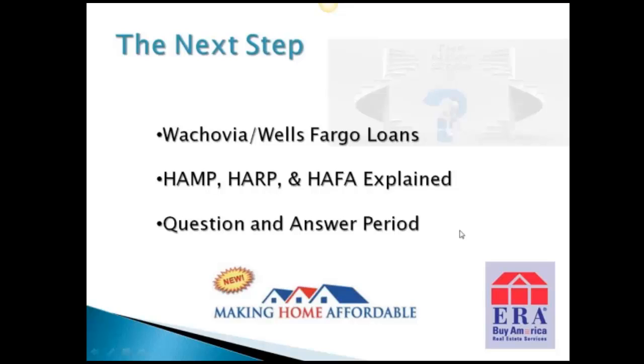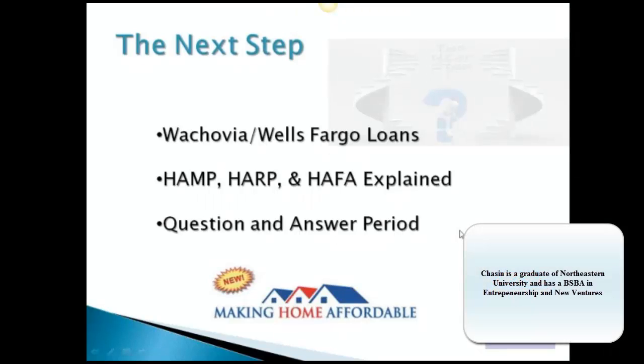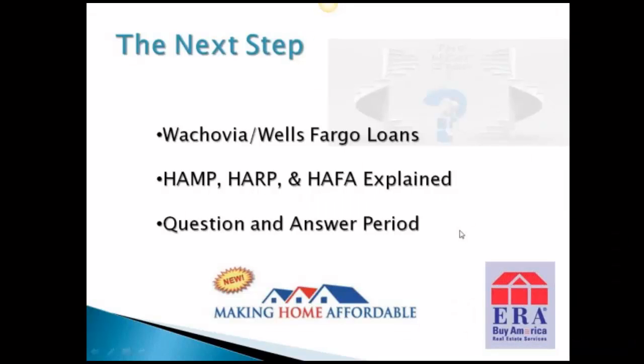Okay, perfect. Today we're going to be talking about Wachovia and Wells Fargo loans specifically. All the information is tailored to those loans, although it does apply to most Fannie Mae and Freddie Mac home loans in general. We're going to explain HAMP, HARP, and HAFA. That's a fancy way of saying Home Affordable. That's the HA in each of these: the modification program, the refinance program, and the foreclosure alternatives program. And then at the end of our session, we'll have a question and answer period.